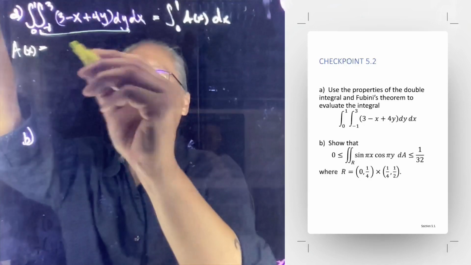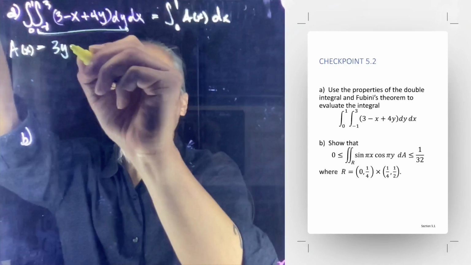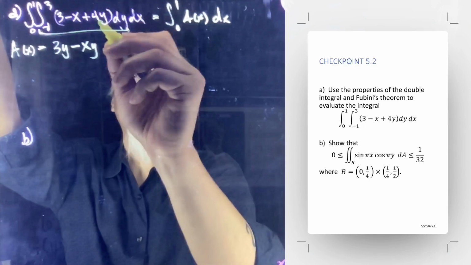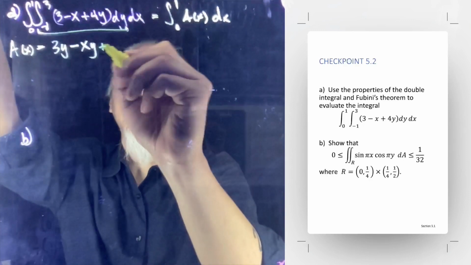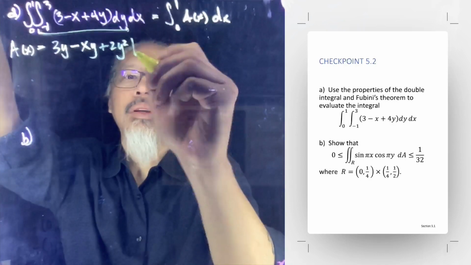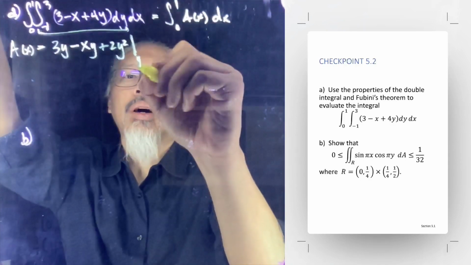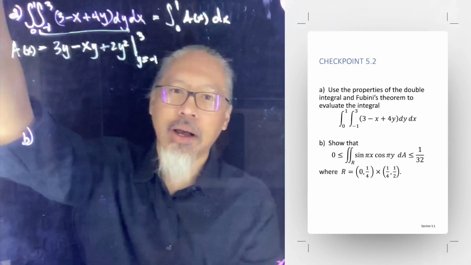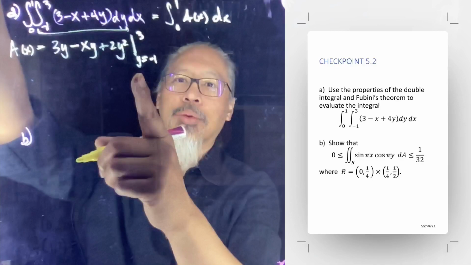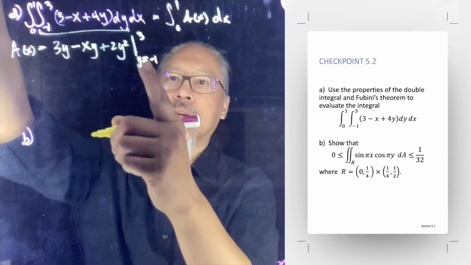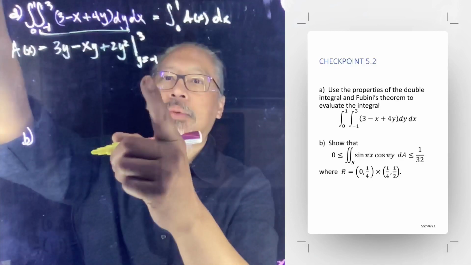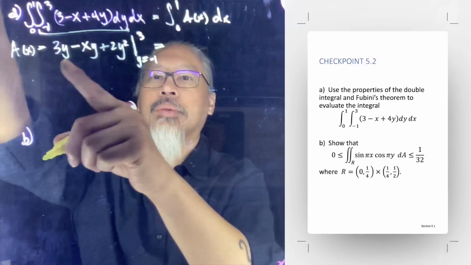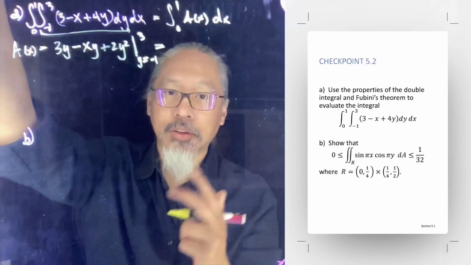Okay. With respect to y, this is going to be 3y. X is a constant, so this would be minus xy, and then that third one is 4y squared over 2, which is going to be 2y squared. We're going to evaluate this when y goes from -1 to 3. And just some comment on this. You don't have to put y equals. You can just put -1 to 3, but it's just good practice to say that we're going to evaluate these for the y, not for the x, since there's two variables there.